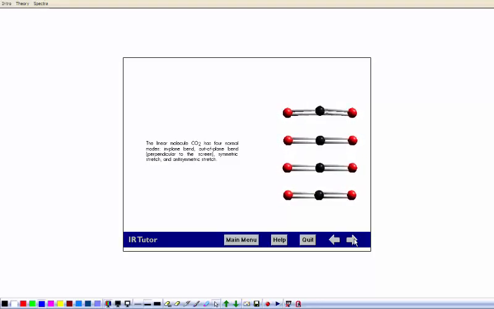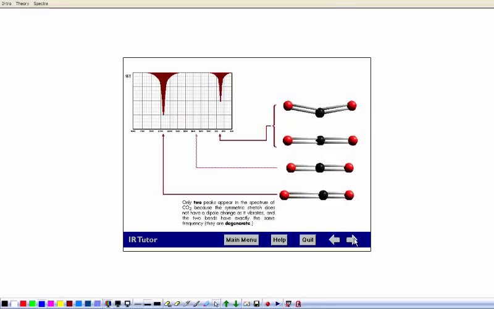And so the third one down, where the molecule stretches symmetrically, doesn't change the dipole of the molecule, because the two individual bond dipoles, if they're both moving at the same rate, don't change. And so the third one is not active, and so you only see the other two at different frequencies.